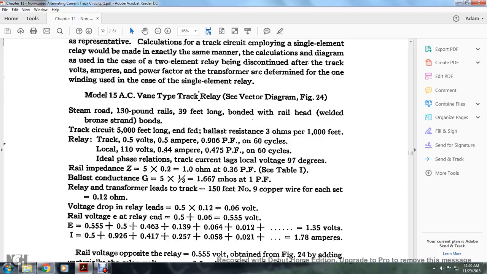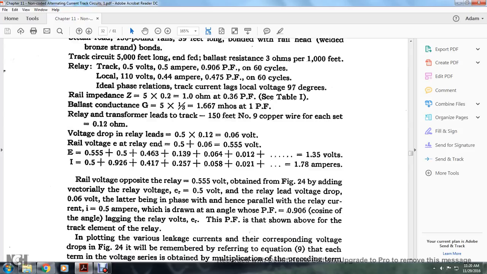Voltage drop in the relay end leads is 0.5 at 1200s of an ohm, which is 0.600 of a volt. Rail voltage at the relay end is 0.500 plus 0.600 of a volt, equals 555 thousandths of a volt. Each E is equal to 0.555 volt, 0.5 volt, 0.463 volt, plus 0.139 volt, plus 0.64 volt, etc., equals 1.3 volts, and the I is equal to 1.78 amperes.